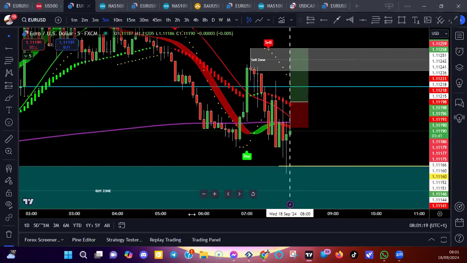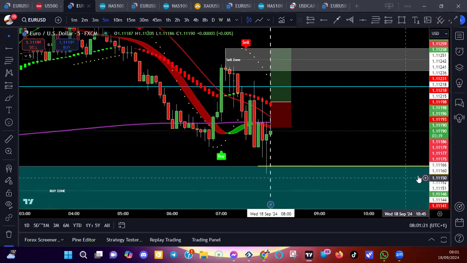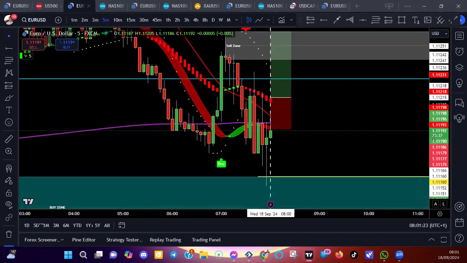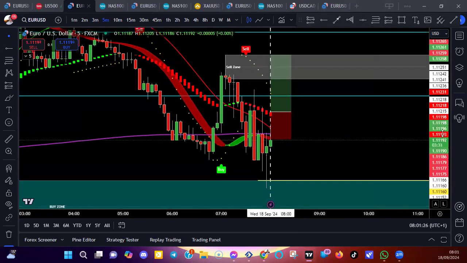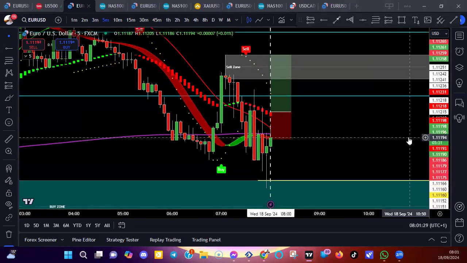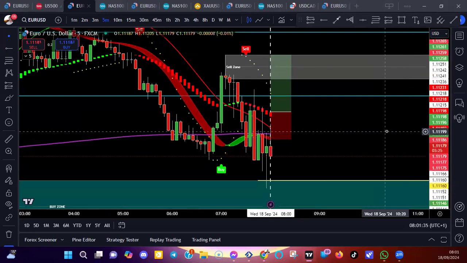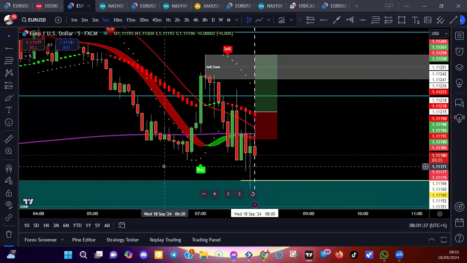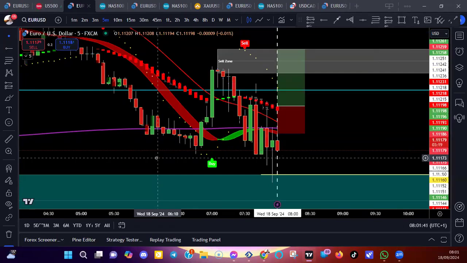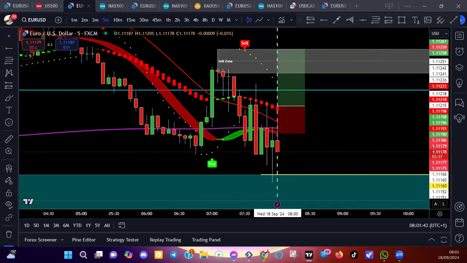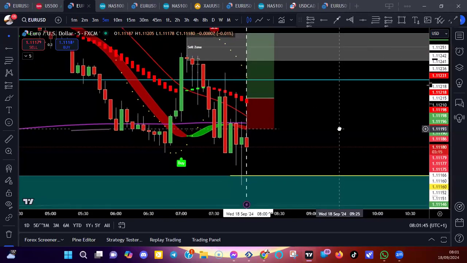So we must treat everything with caution, of course. But how much caution and how much trust do you have in the signals and so on? That's the thing. Right, so this is where we are at the minute. We've been in the buy zone, so we're waiting for a buy.